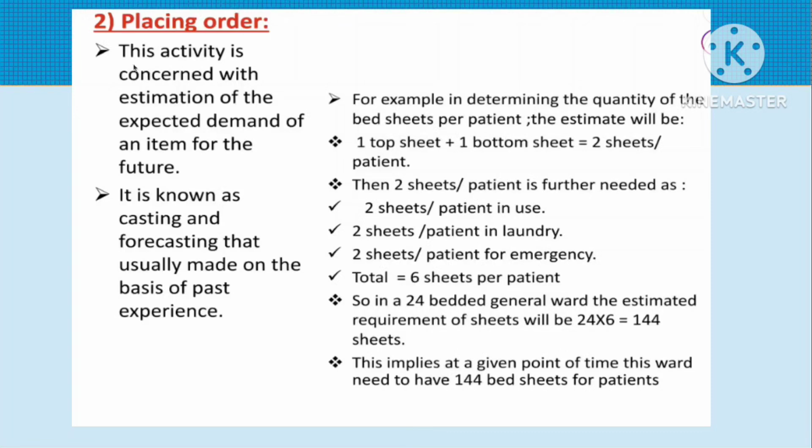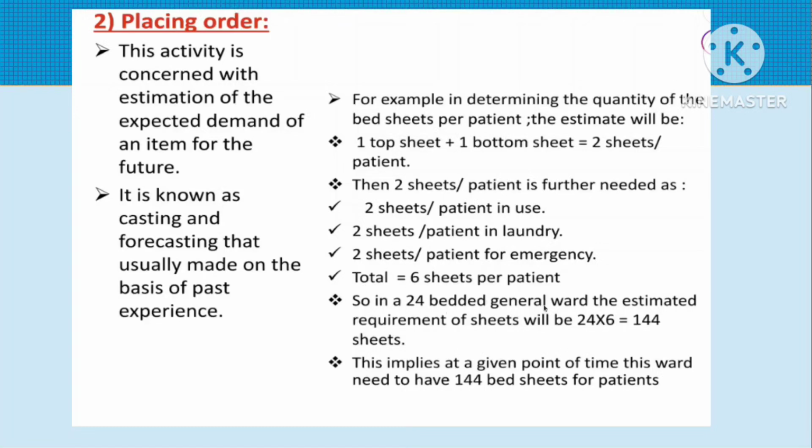Then placing order. This activity is concerned with estimation of the expected demand of an item for the future, whichever period, for 6 months or 1 year we are planning. So how much you require. For example, in determining the quantity of bed sheets per patient, the estimate will be one top sheet, one bottom sheet, so a total of 2 sheets per patient. Then 2 sheets per patient in use, 2 sheets per patient in laundry, 2 sheets per patient for emergency. Like this for each patient or one bed, a total of 6 sheets per patient.